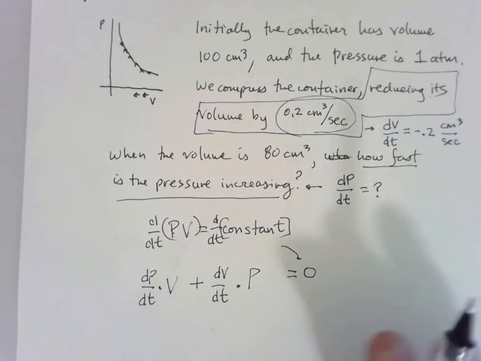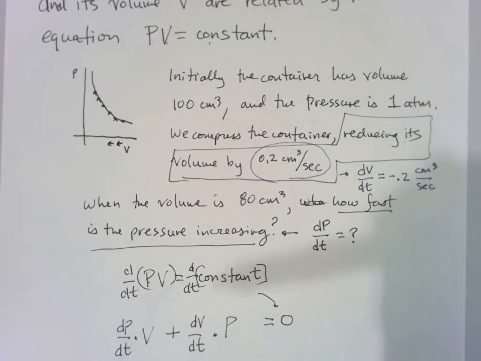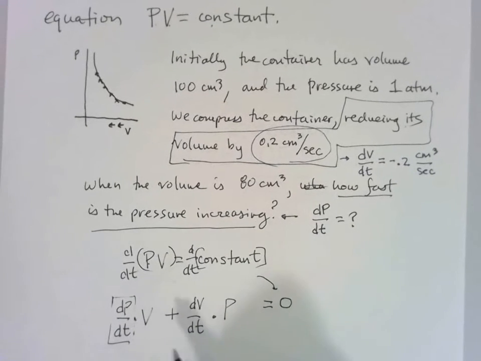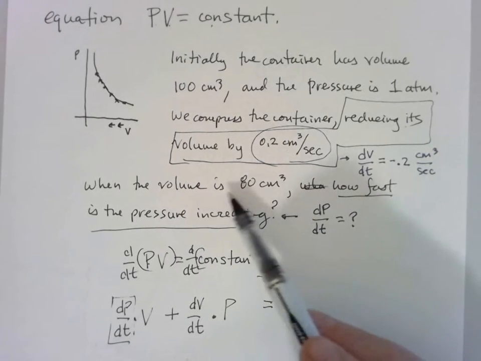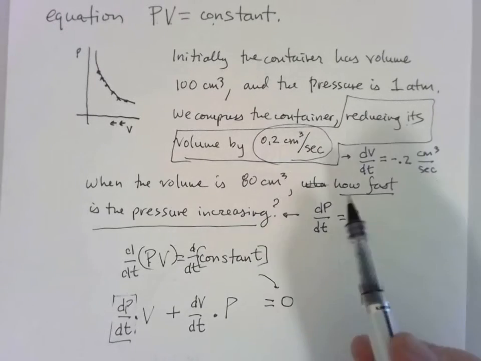Now, once I've taken these derivatives, I can go back and start looking for information to plug in to try to solve for the unknown rate. So let's look at what we can figure out here. This is my unknown. This is what I'm trying to solve for. So that means I need to figure out v and dv dt and p at the point when the volume is 80 cubic centimeters. Two of these are straightforward.